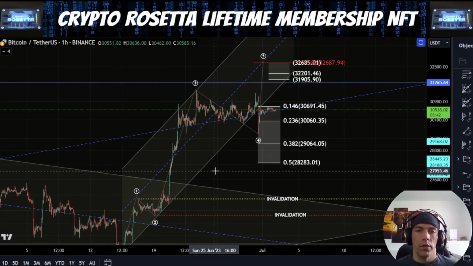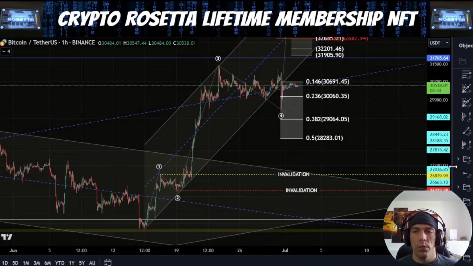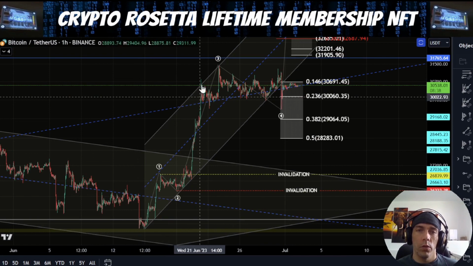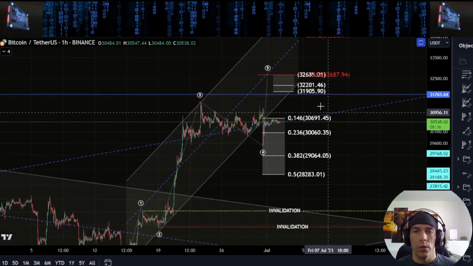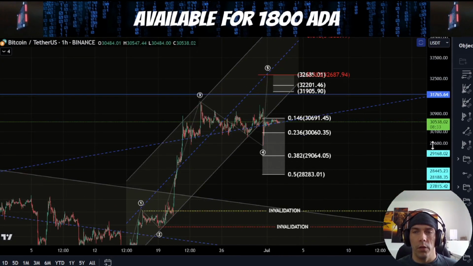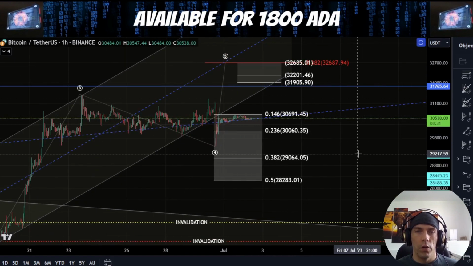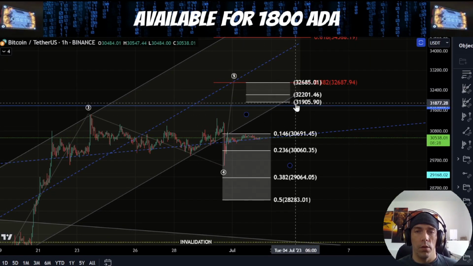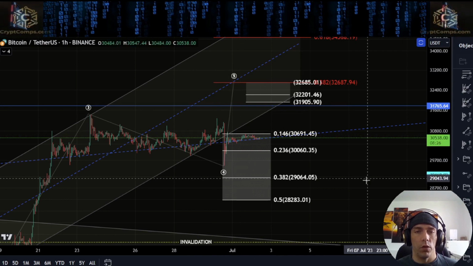Today we're going to be having a look at Bitcoin. Let's get into the charts and see what's going on. So I just want to discuss this idea we were talking about previously. First, we were looking at this potentially as 1, 2, 3, 4, and then looking still for this fifth wave to the upside, looking for this zone here of 32,685 to 31,905 as a possible target area.